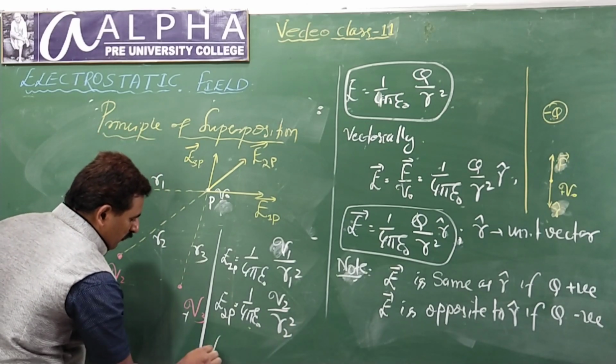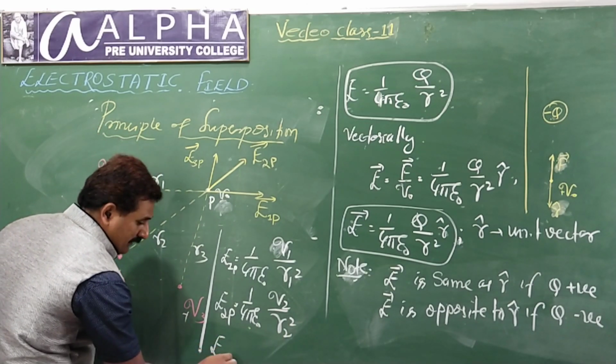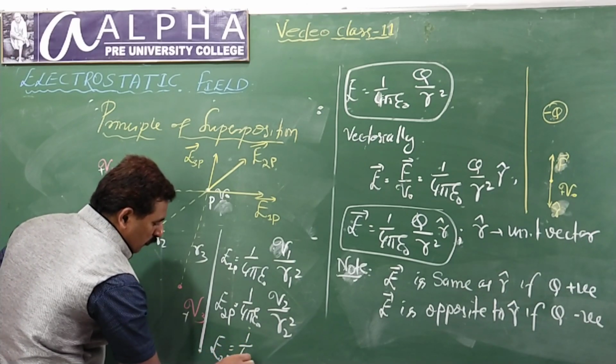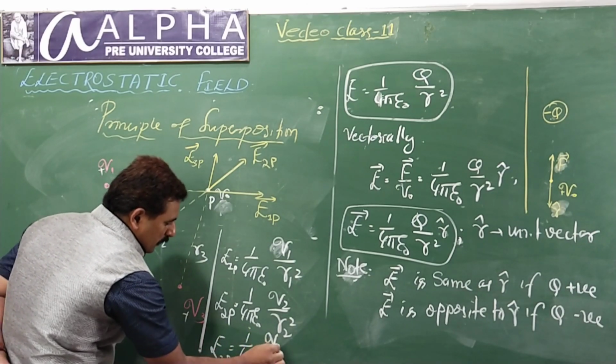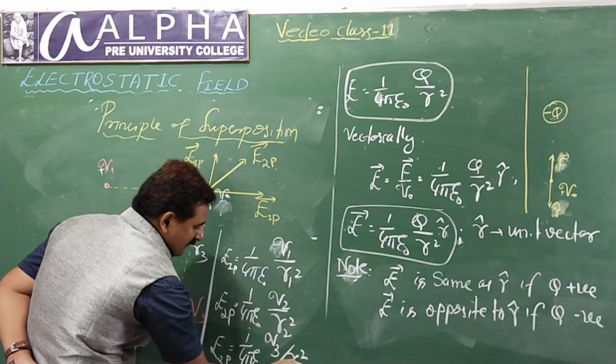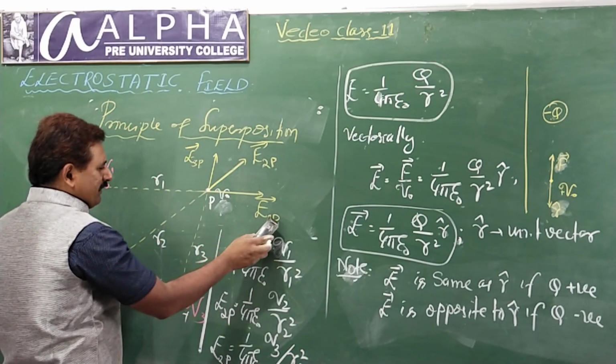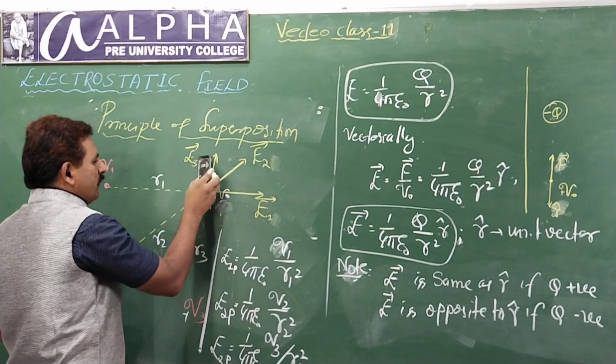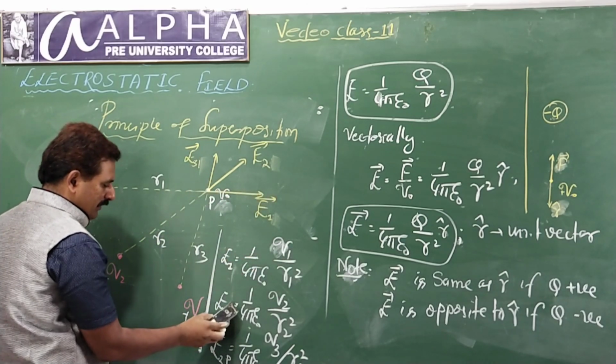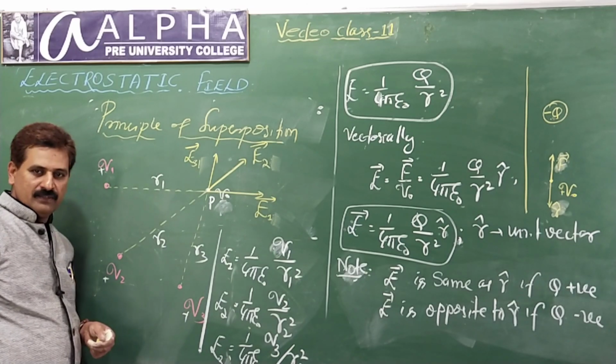Similarly, what is the third force? E3P is 1 over 4 pi epsilon 0 Q3 divided by R3 square. Students, instead of writing P, I can write just E1, E2, E3. In that case, it is E1, E2, E3 like that.